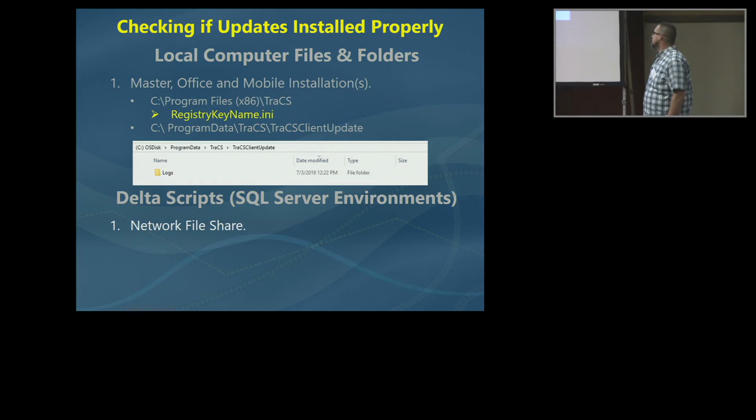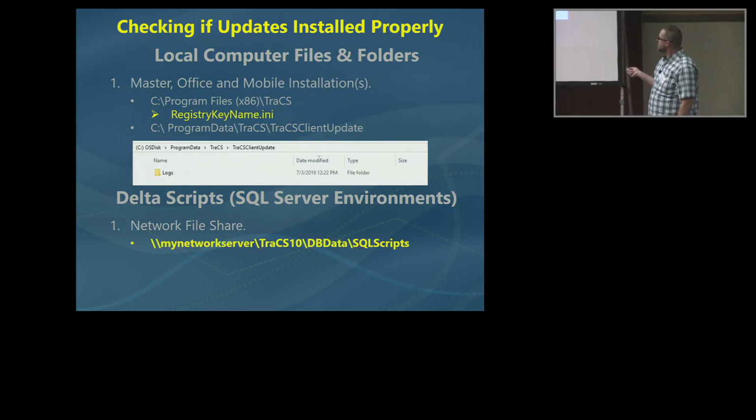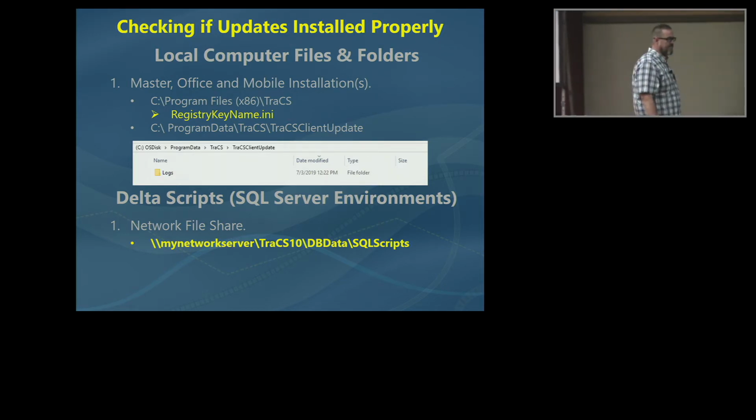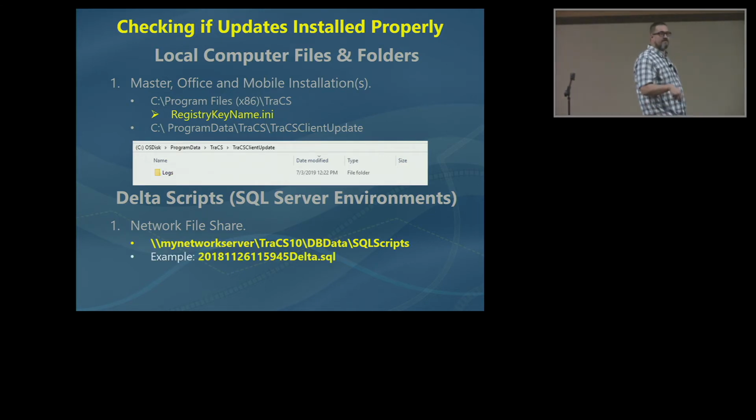Delta scripts for SQL Server environment. You can check your network file share. If you're SQL Server, it would be your network file share, TraCS 10, DB data, SQL scripts. In there should be a delta script if it needs to be run, but hopefully now and moving forward, this should automatically be running. It's not a bad idea to check this folder and just make sure there's nothing in there. We want it to always be nothing. Now, if there is something in there, we might have to run it, and we want to know about that.